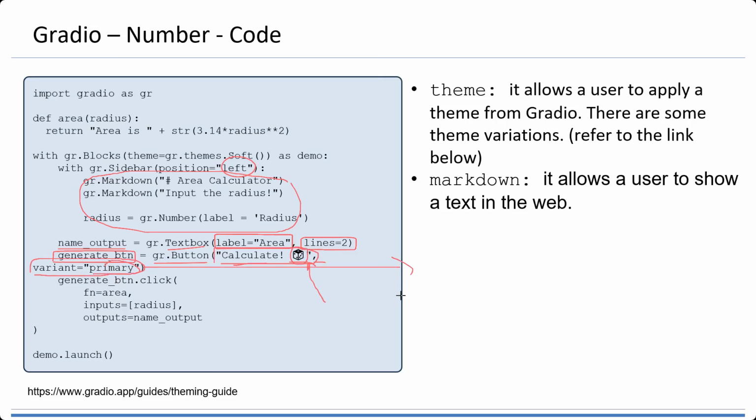If you learn about CSS, CSS is one of the web programming languages. We call it Cascading Style Sheets. In the CSS, there are some guidelines if you want to design the user interface. One of them is primary. Primary means the color is blue.